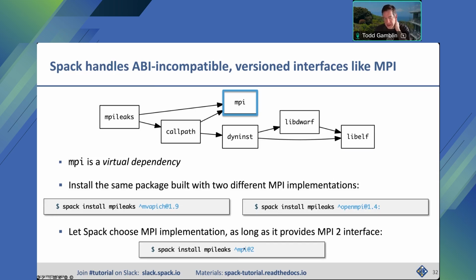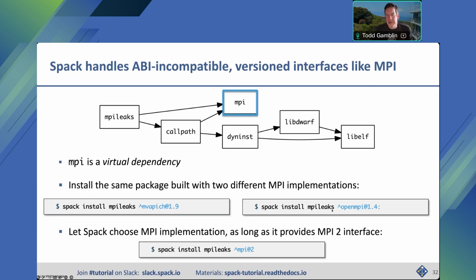Generally, you wouldn't write this on the command line. You would put that dependency in the package, but this is just to show that MPI itself is versioned, and we know which versions of the MPI implementations provide which version of MPI. So that's meant to simplify a lot of HPC deployment.